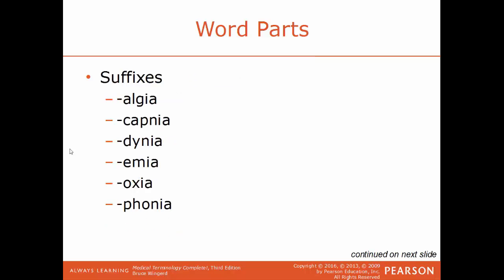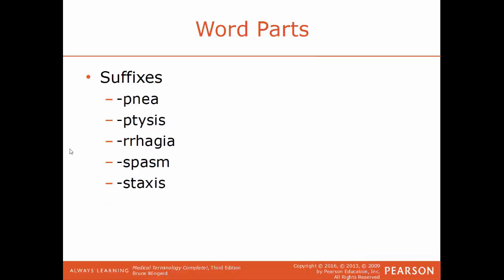All right, now move on to some common suffixes for the system. The first one, algia, is a reference to pain. The next one, capnia, is a reference to carbon dioxide. Dynia is a reference to pain. Emia means of the blood. Oxia is a reference to oxygen. Phonia is a reference to the voice or sound.